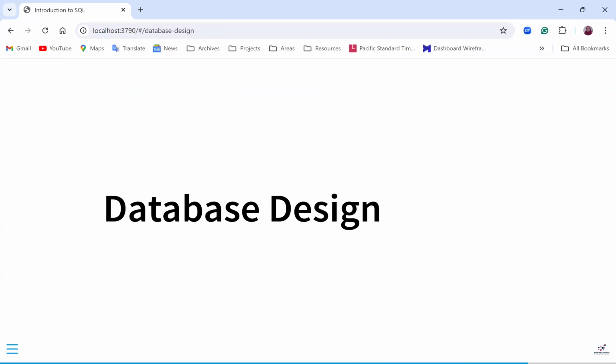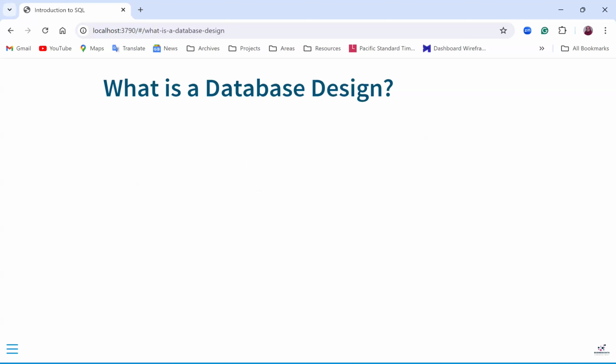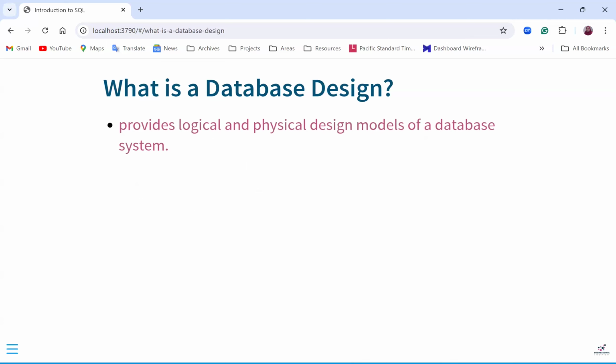Now let's look at database design. So what is database design? A database design provides logical and physical design models of a database system.